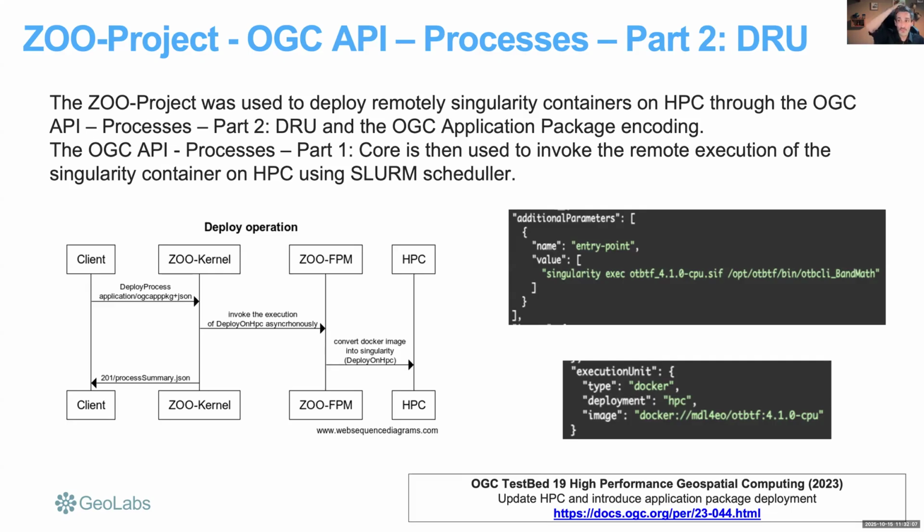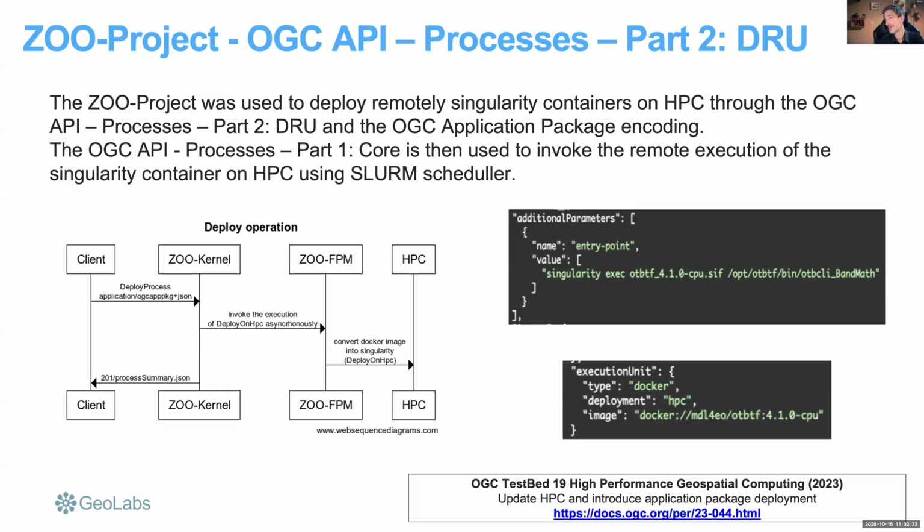And this involved, as you can see here, a dedicated operation named deploy on HPC, which was run asynchronously thanks to the ZOO FPMs, which was actually converting the Docker image into Singularity and making it available on a dedicated place on the HPC. And then the process summary was returned back to the client.